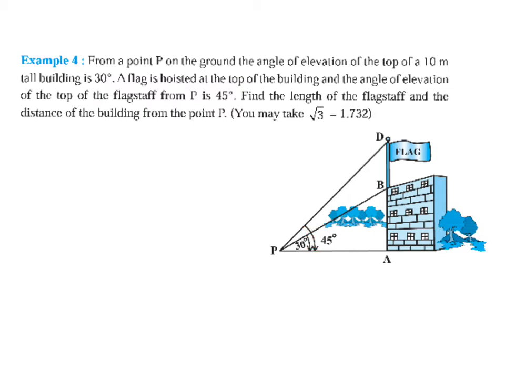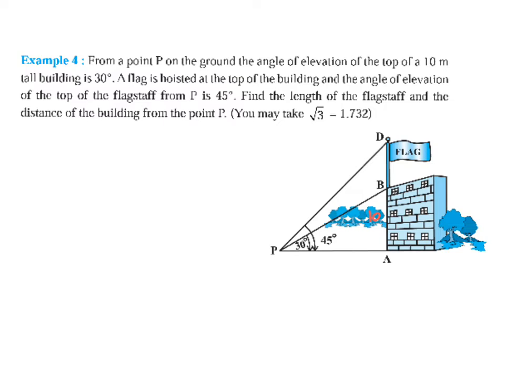This one, complete. Find the length of the flag staff. So we need to find BD, only this much. And the distance of the building from the point P. So we need to find the distance of the building from the point P. Pretty easy. Let's try this out. So we know the height of the building is 10 meters. We are supposed to find AP and we are supposed to find DB.